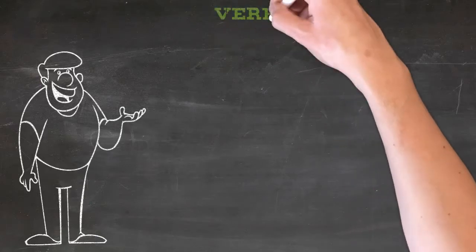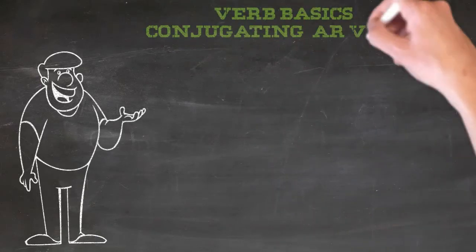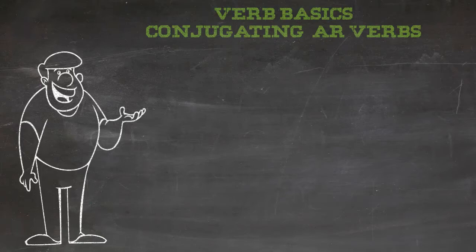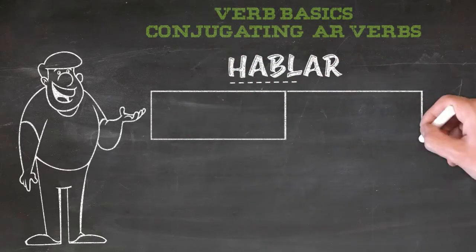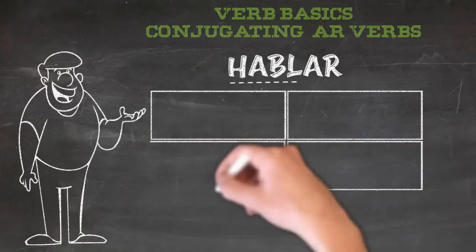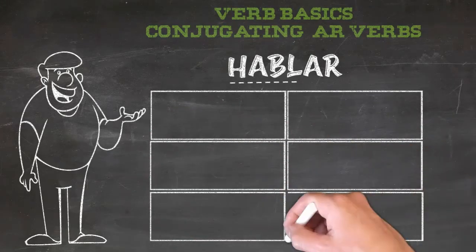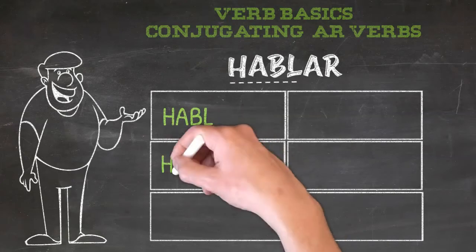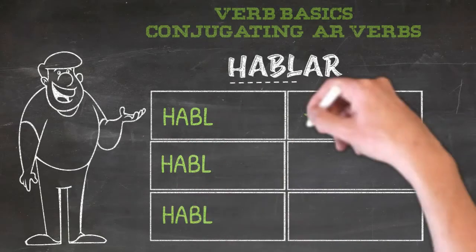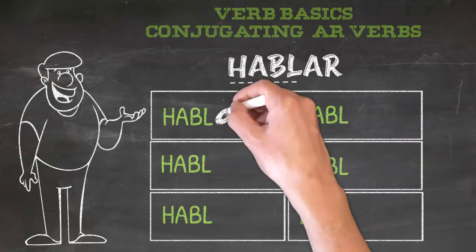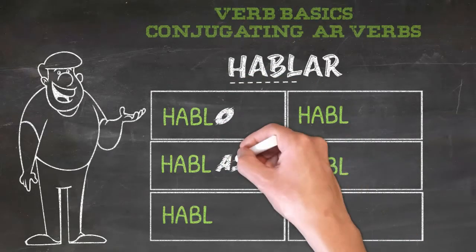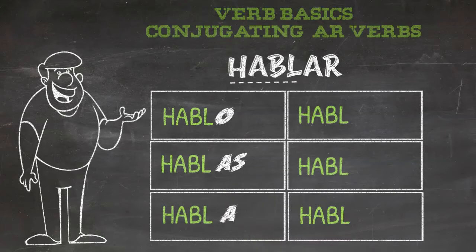Now that we've reviewed the subject pronouns, let's roll through a few conjugations to make sure we have our endings correct. Let's start with an AR verb. We'll take hablar. We'll identify the stem. Once we identify the stem, we know to remove the AR ending. Copy the stem 6 times. And just go through and add the AR endings.